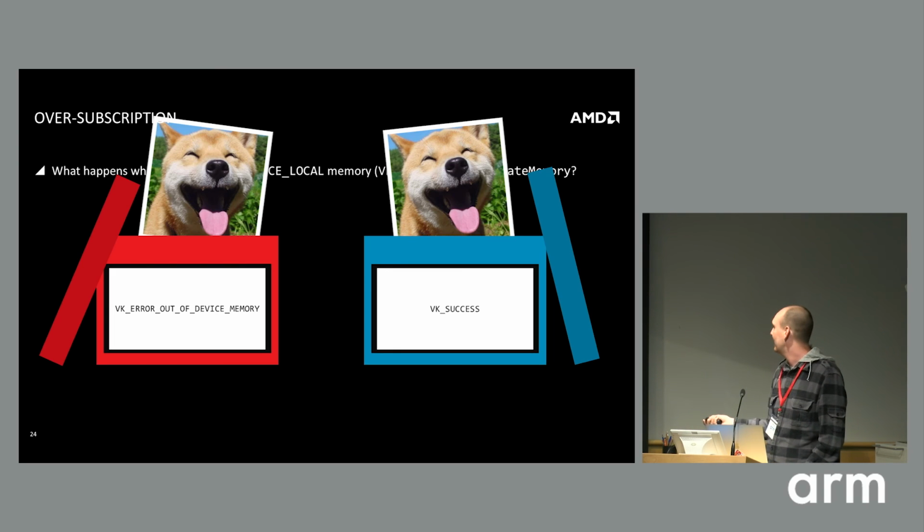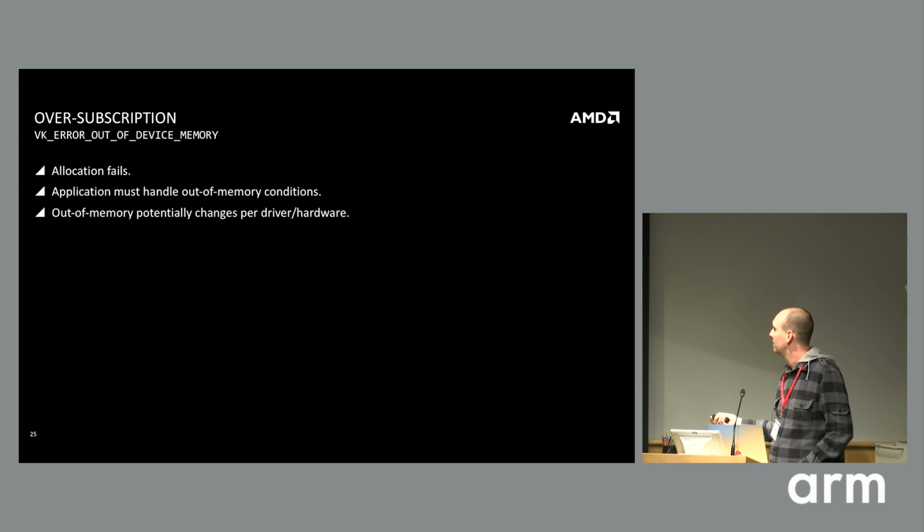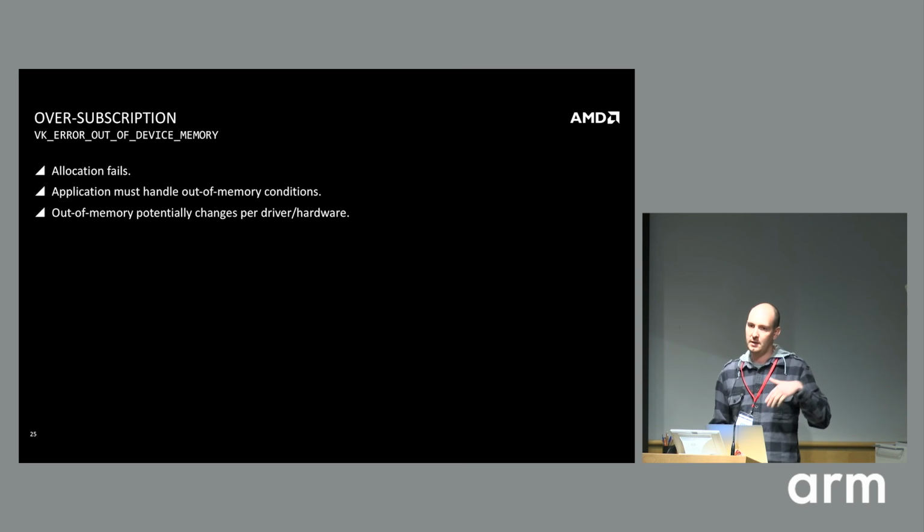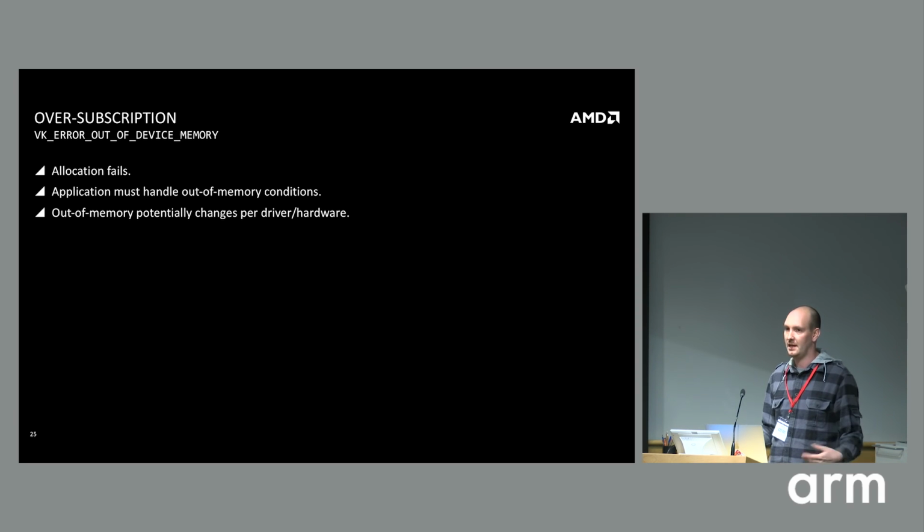The answer is both are correct, depending on the driver, the vendor, the platform, all of that good stuff that you would put into your test matrix and pull your hair out like I've done. Both are correct. So, for oversubscription, as we've heard from Ferrell on Linux, the allocation fails. The application has the responsibility to handle out-of-memory conditions. And out-of-memory potentially changes per driver, per hardware, if you've got Chrome running, if you've got some other random app running that's allocating VRAM, that might fail at different points. So the application has to sort of robustly handle the out-of-memory conditions.